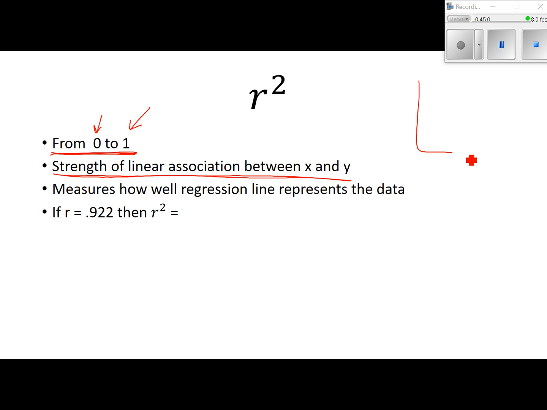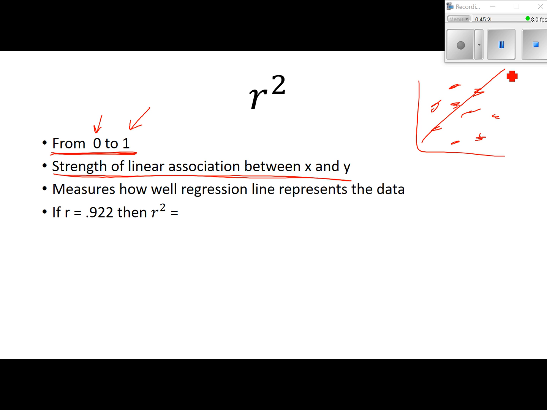So, if you have something like this, a bunch of points just everywhere, and you're drawing your regression line, well, it's not going to fit the data very well. And your R squared is probably going to be somewhere down closer to 0. It shows you that, hey, that line doesn't really represent the data very well.